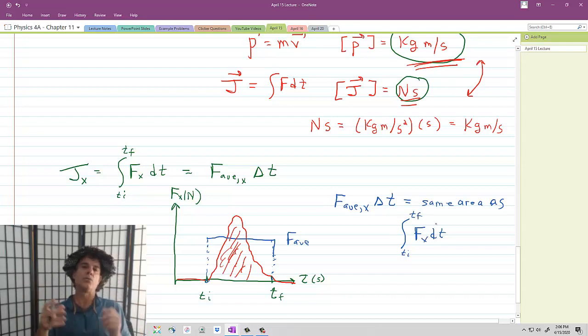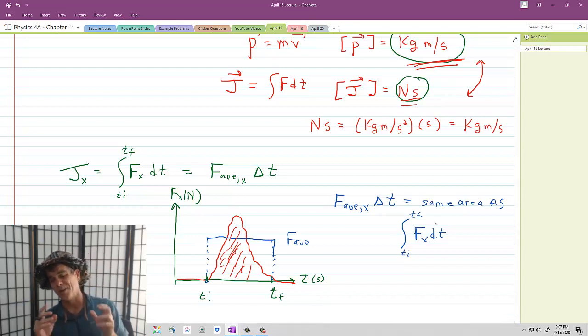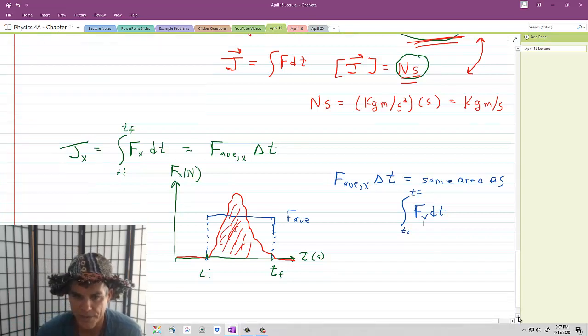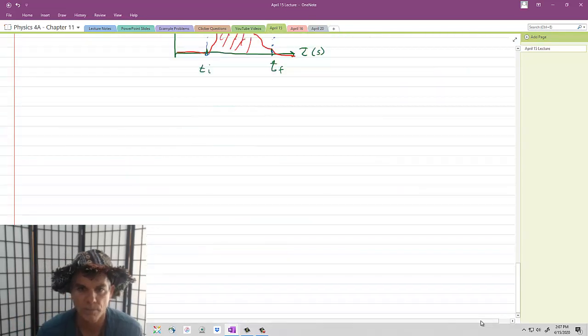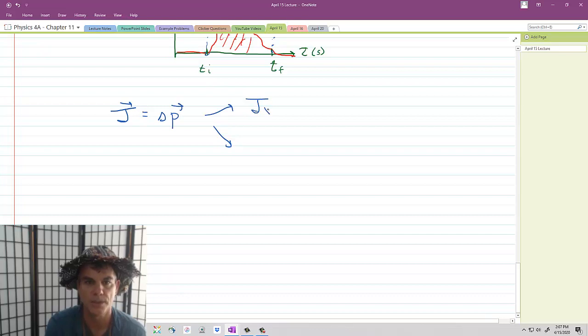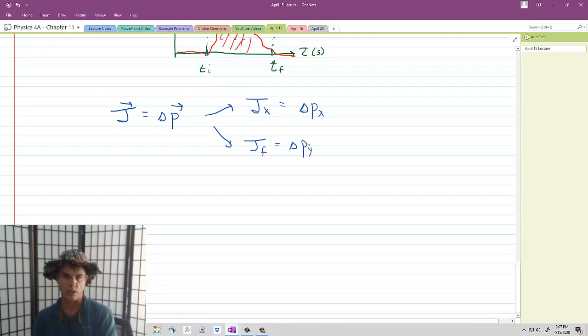So forces aren't really constant. They start off at 0 and they increase to some maximum value. But oftentimes we want to look at the average value. So in summary, the impulse momentum theorem says impulse equals change in momentum. And again, we can look at this in the x direction or the y direction. The impulse in the x direction equals the change in momentum in the x direction. The impulse in the y direction equals the change in momentum in the y direction.